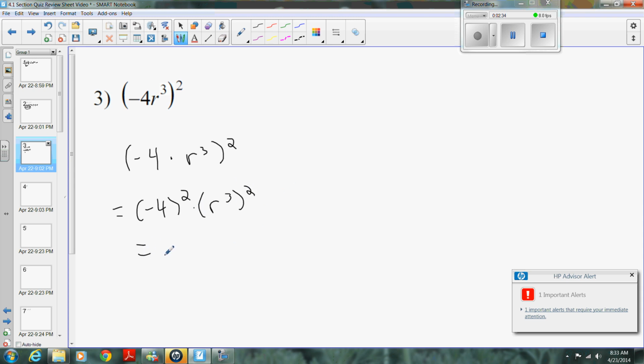Negative 4 squared is just negative 4 times negative 4, which is positive 16. R cubed quantity squared, this is the exponent rule where we are multiplying exponents. So that's r to the 3 times 2, r to the 6th power. Final answer, 16r to the 6th power.